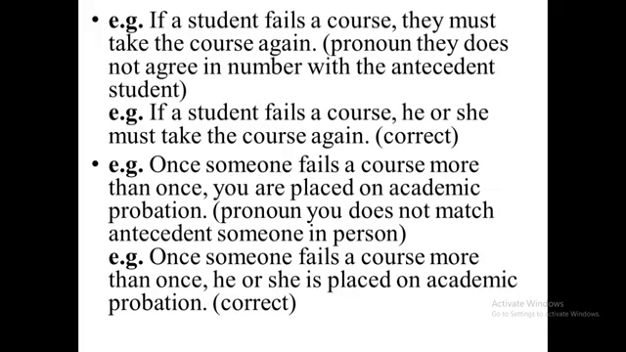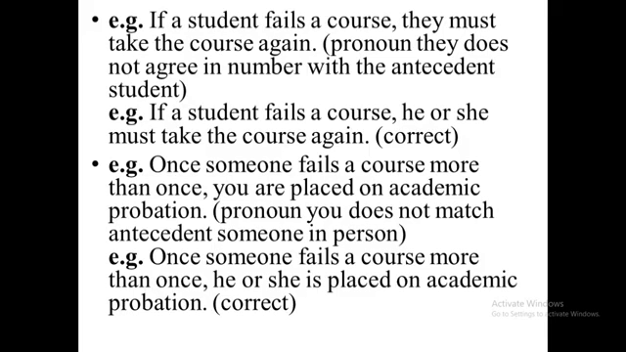So now look at the another example. Once someone fails a course more than once, you are placed on academic probation. Pronoun you does not match antecedent someone in person. So now look at the correct one. Once someone fails a course more than once, he or she is placed on academic probation. So now the sense is very clear.